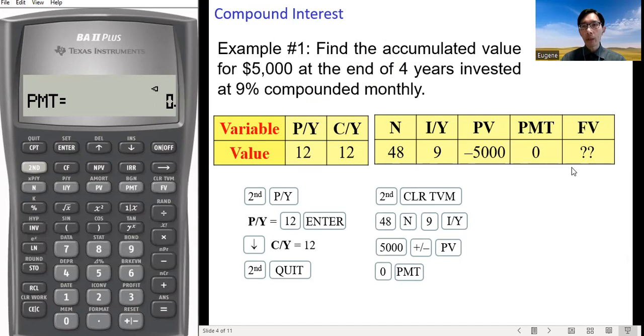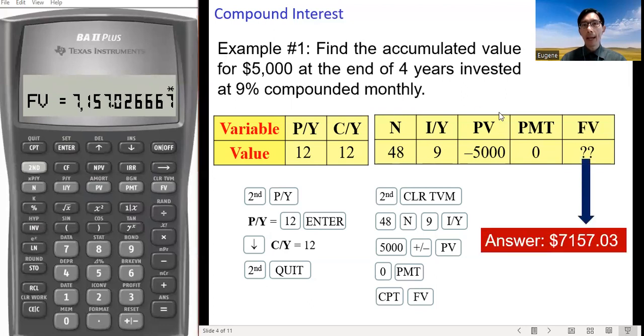For the variable FV, we need to compute it. So we simply press CPT and then the button FV. We get the answer. FV is positive. That means we are receiving money. So if we deposit $5,000 for 4 years at interest rate 9% compounded monthly, the future value is $7,157.03.